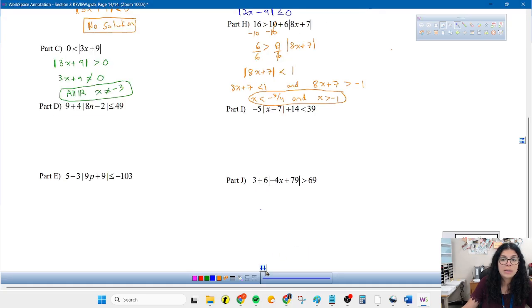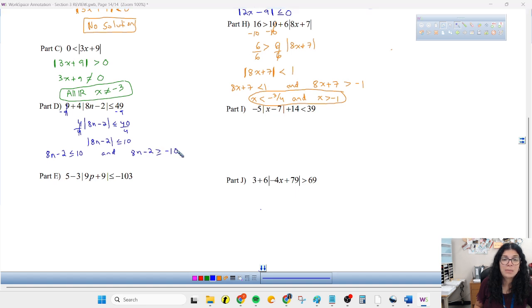Okay, let's do part D next. So on part D, I'm going to subtract 9 first. So now I have 4 times the absolute value of 8n minus 2, less than or equal to 40, and then divide by 4. So absolute value of 8n minus 2 is less than or equal to 10. So where is the distance smaller than 10? Well, the distance is smaller than 10 in between negative 10 and positive 10. So it has to be less than or equal to 10 and greater than or equal to negative 10.